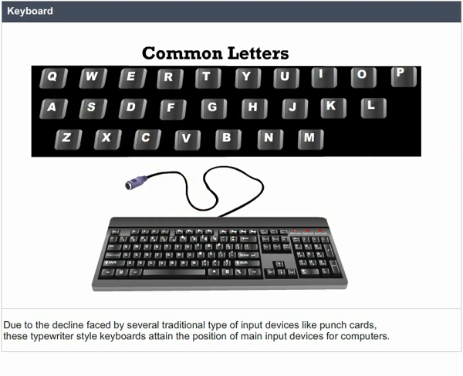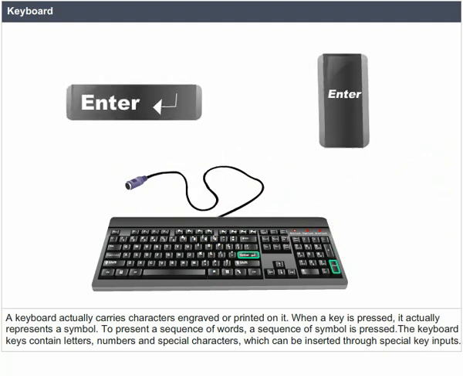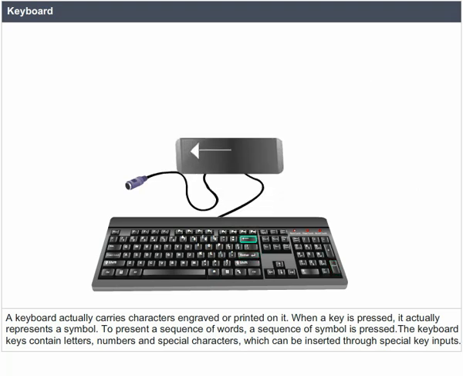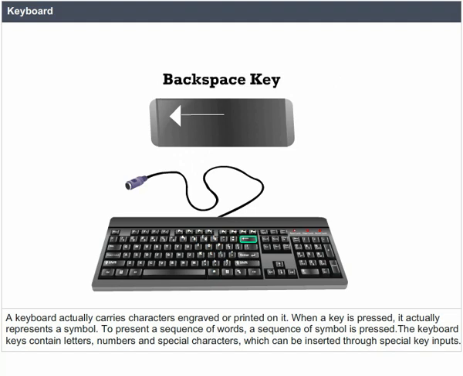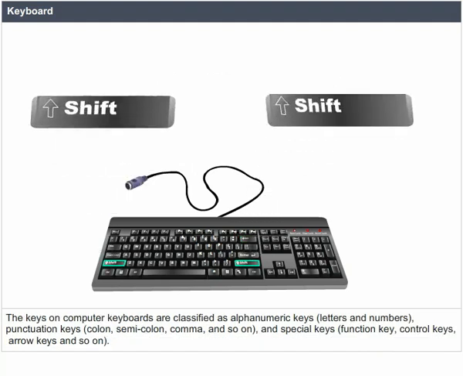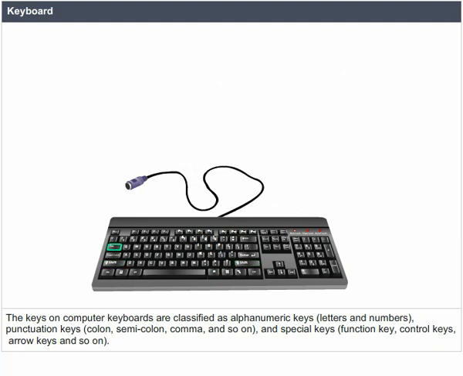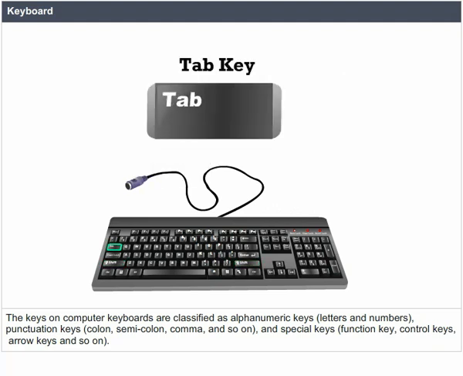A keyboard actually carries characters engraved or printed on it. When a key is pressed, it actually represents a symbol. To present a sequence of words, a sequence of symbols is pressed. The keyboard contains letters, numbers, and special characters, which can be inserted through special key inputs. The keys on computer keyboards are classified as alphanumeric keys, letters and numbers, punctuation keys, colon, semicolon, comma, and so on, and special keys, function key, control key, arrow keys, and so on.